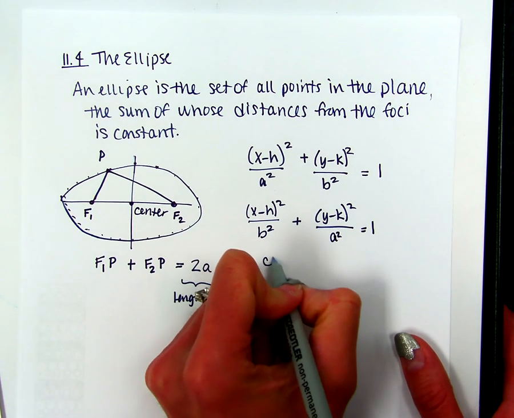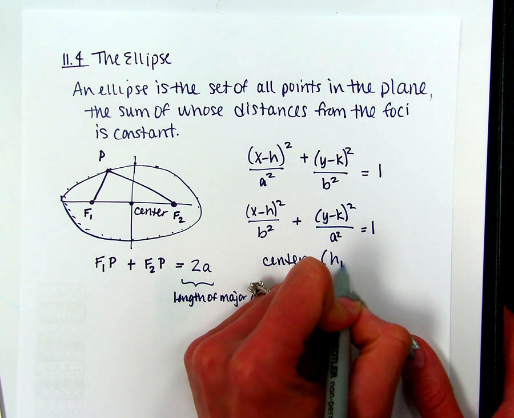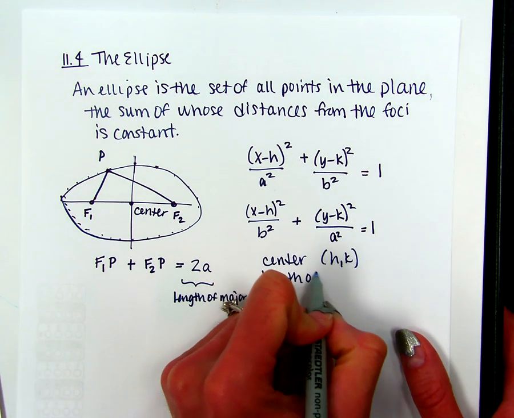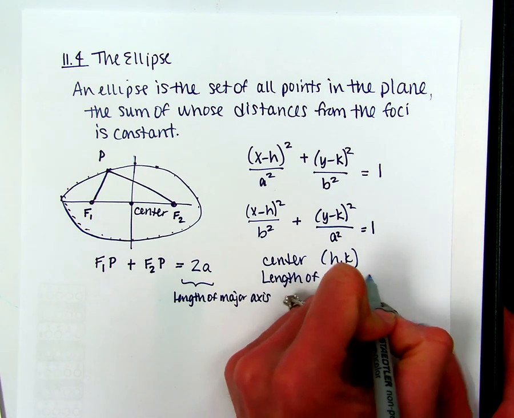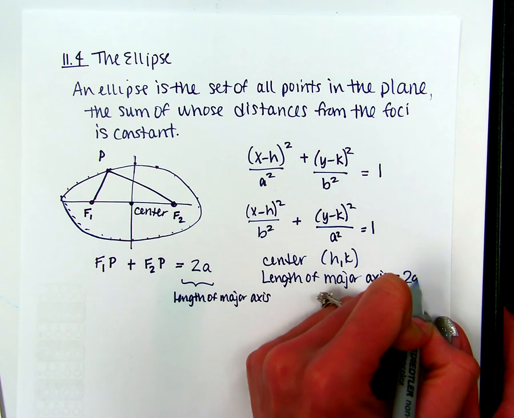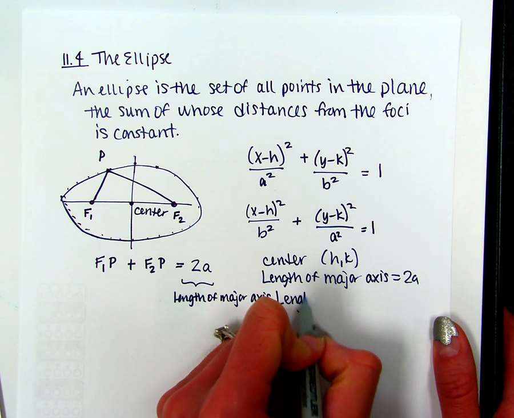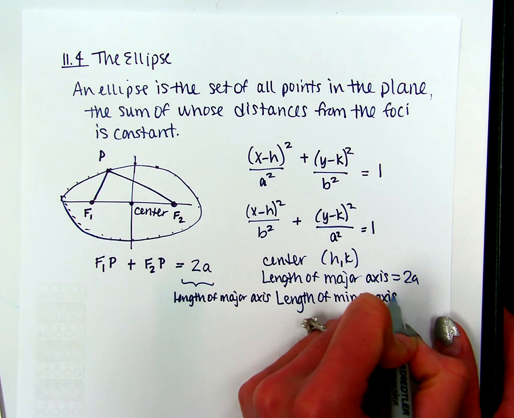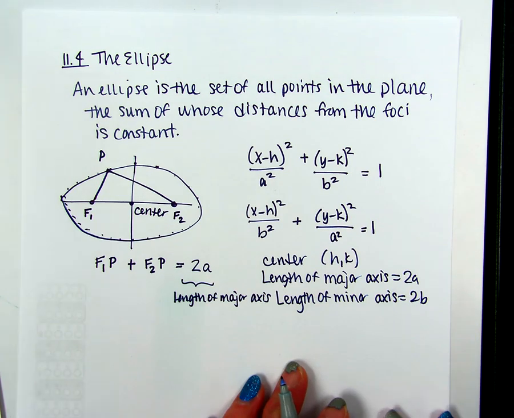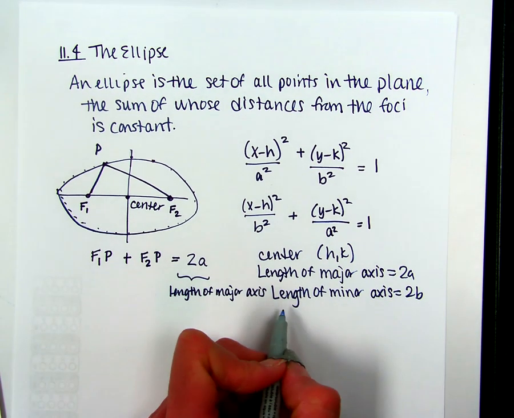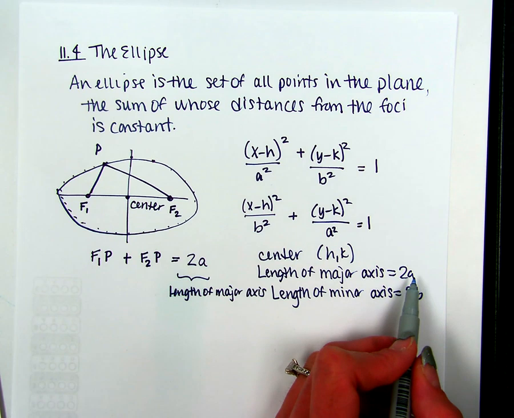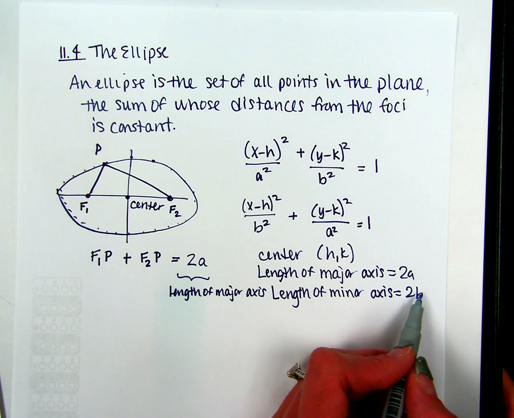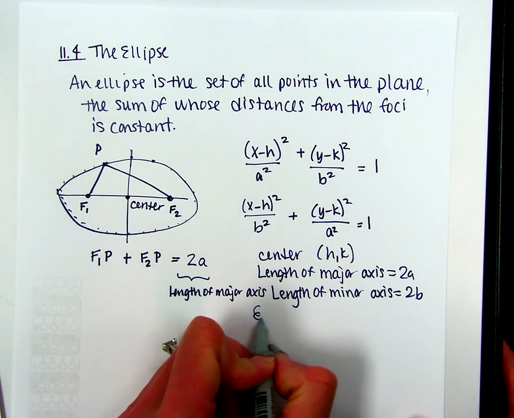All right, so your center is at (h, k). Could be at the origin, it might not be. The length of the major axis is 2a. The length of the minor axis is the shorter of the two, so that would be 2b. Sometimes they refer to half of the major axis as the semi-major axis, so the semi-minor axis could be half of that.